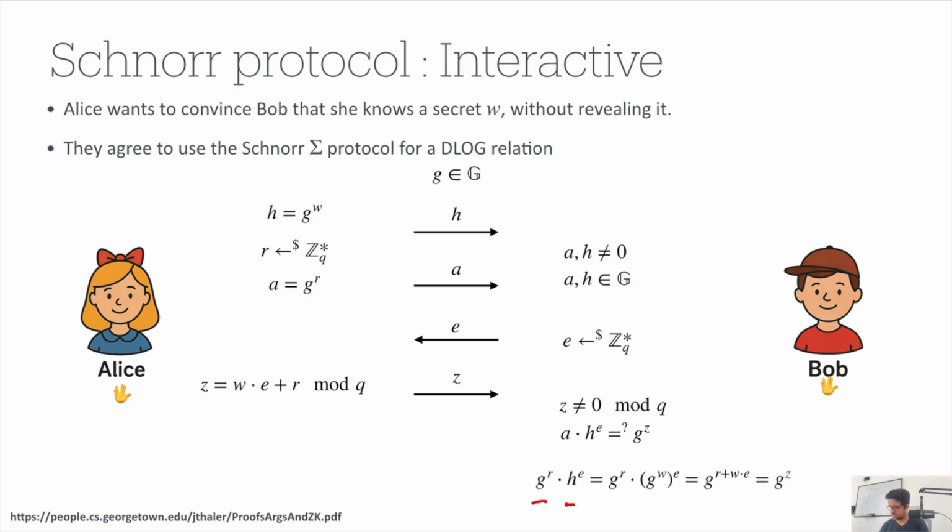We plug this in here, and then the left hand side is G^R, and H is G^W, which essentially is G^(R plus WE). And if this is equal to the right hand side, then Bob is convinced that Alice knows W. Note that Bob does not know W. Bob only knows that Alice knows W. So this is not revealing the secret as promised.